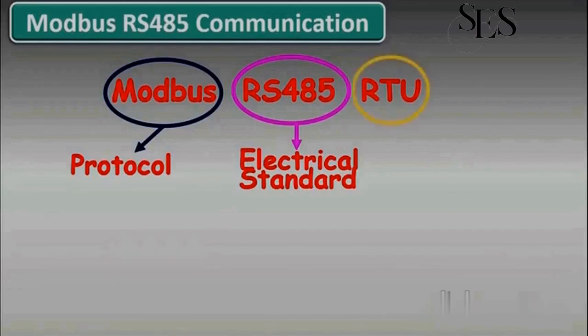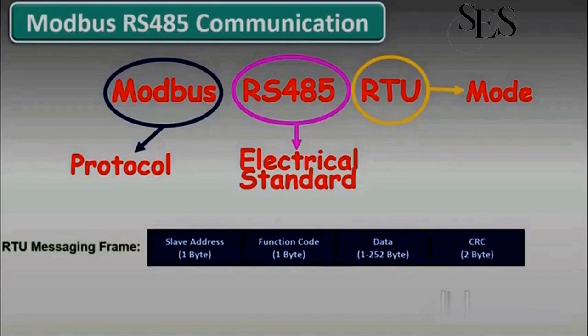And the RTU is basically the mode of Modbus protocol. There are two modes of the Modbus protocol, or what we call as the two-way of Modbus protocol messaging structure or messaging frame. First is the RTU messaging frame, which include slave address, function code, data, CRC check method. All of the data is in byte form.